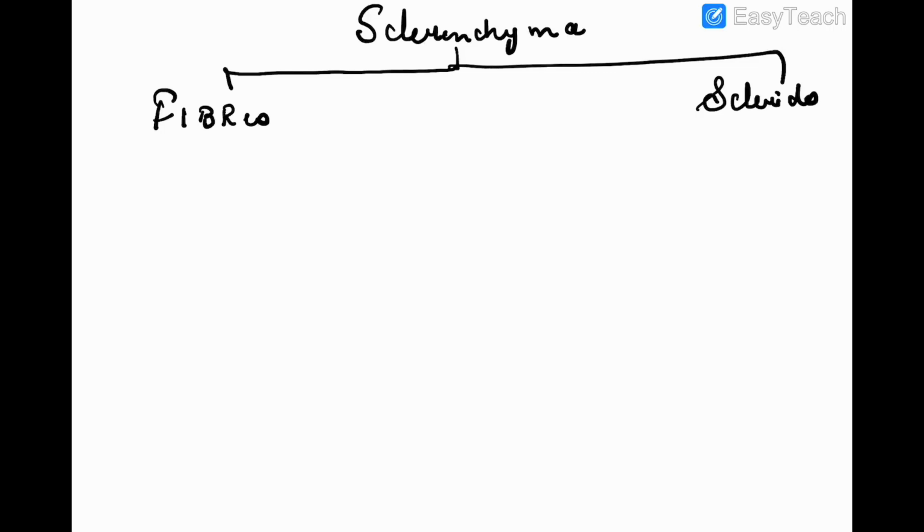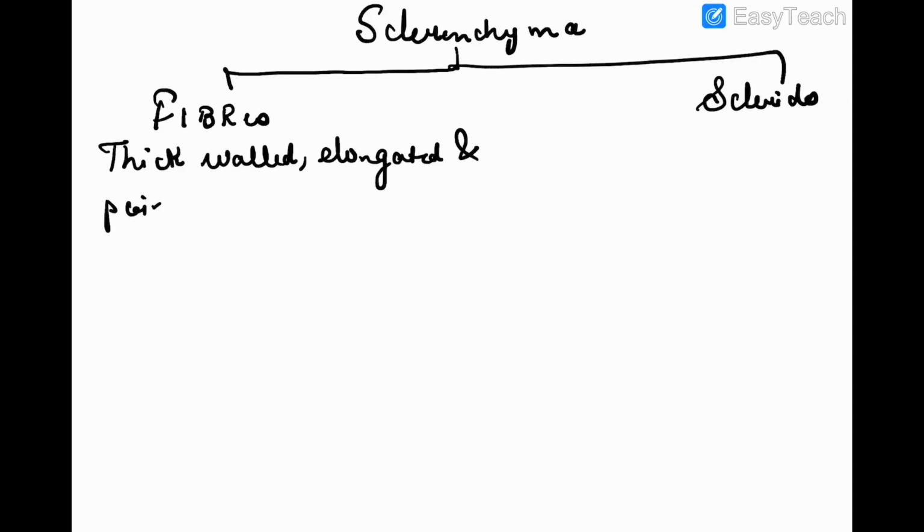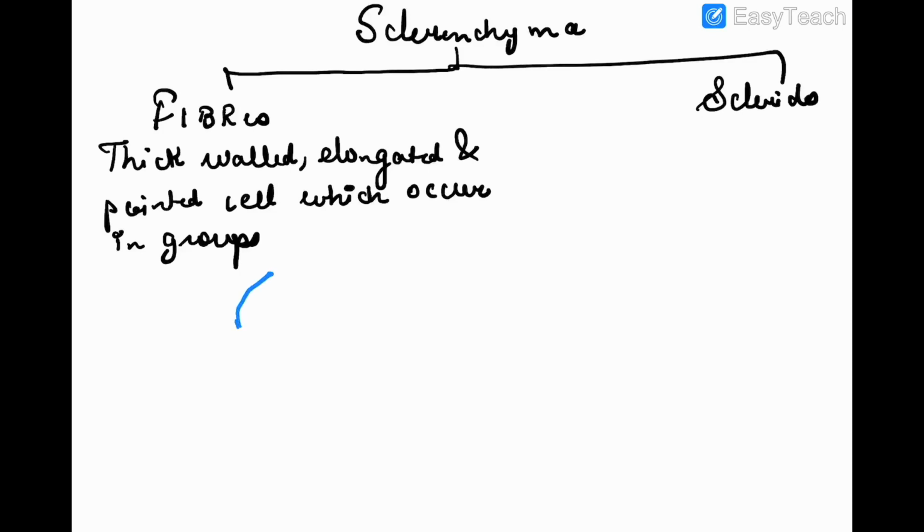Let us talk about them. Fibers are thick-walled, elongated and pointed cells which occur in groups. Let us draw its diagram. So it would be a thick-walled cell with pointed ends. You can see I'm drawing the structure of a fiber, which is a thick-walled and pointed cell.